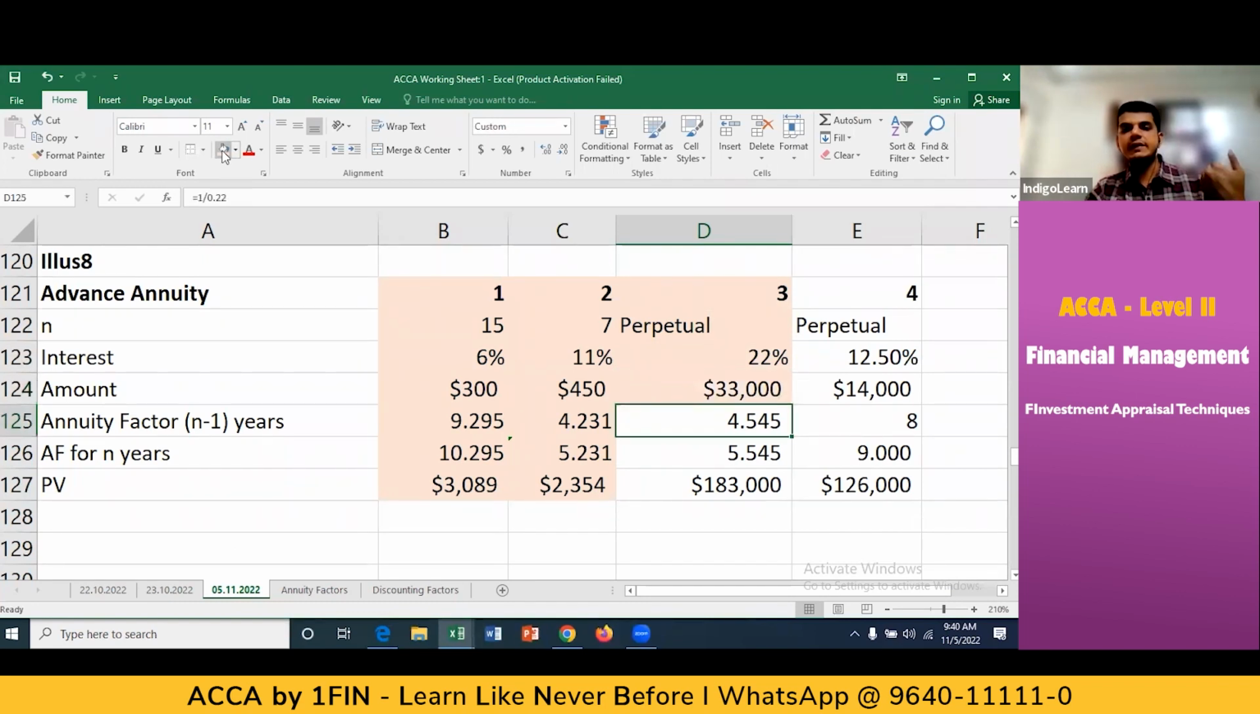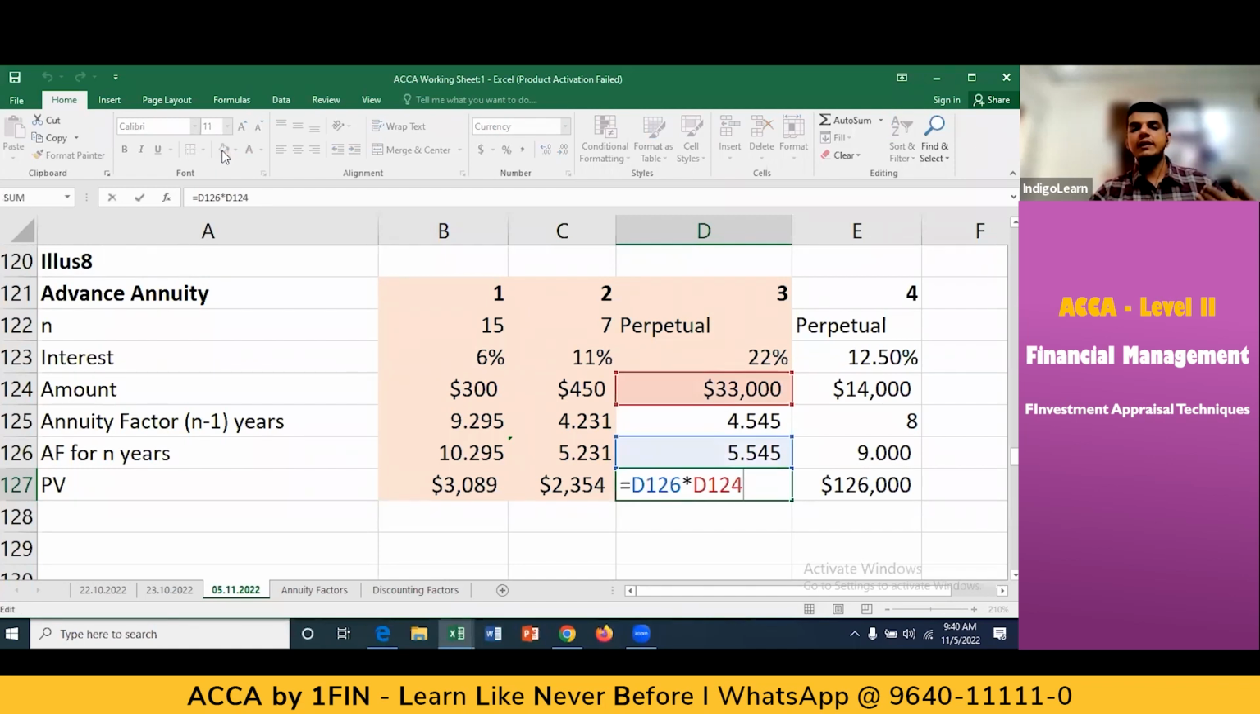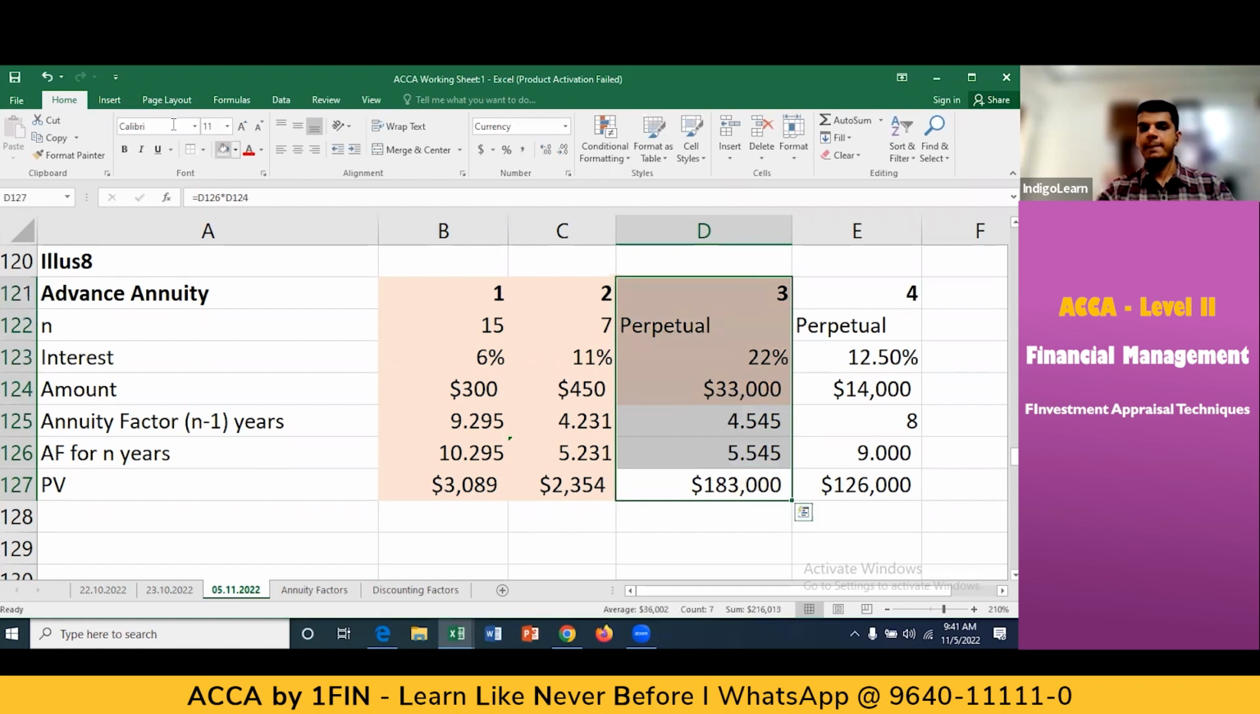So again, if we see the perpetuity annuity factor for n minus 1 year, for perpetuity in any case, the annuity factor is 1 divided by the R or interest rate, that is 22. So we'll get this. We'll then add 1 for the year 0. Present value factor for year 0 is 1. So we'll just add it. And then to get the present value, we'll just multiply the annuity factor into the annual cash flow, that is 33,000. So in totality, we'll get the amount as $1,83,000. We'll go to next question.